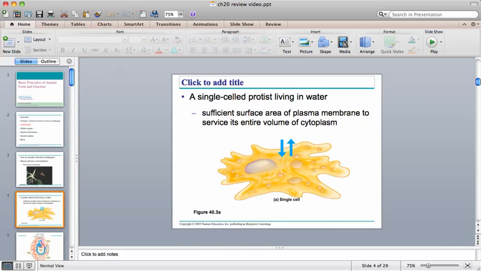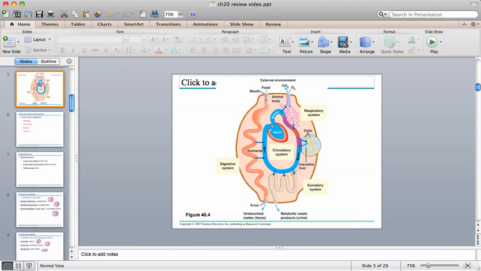Alright, so single-celled organisms, such as protists, live mostly in aquatic or water-rich environments, and there's really only a single surface to cross as far as obtaining nutrients and oxygen, so it really isn't necessarily too complex a process in these single-celled organisms.